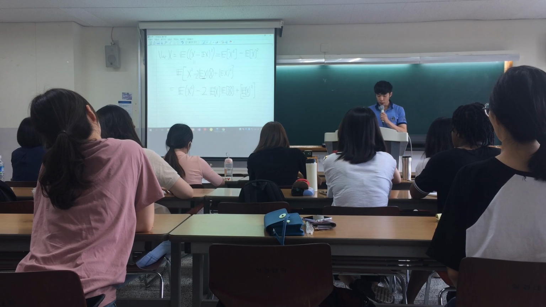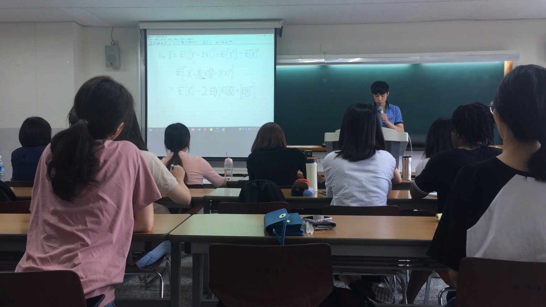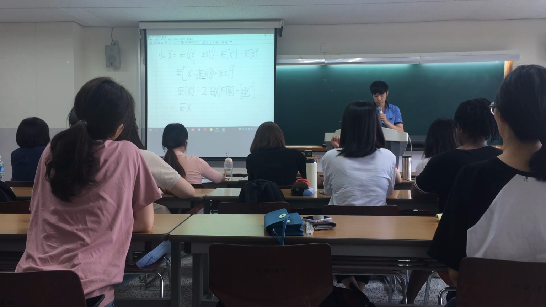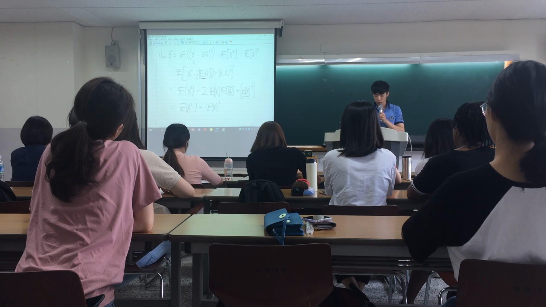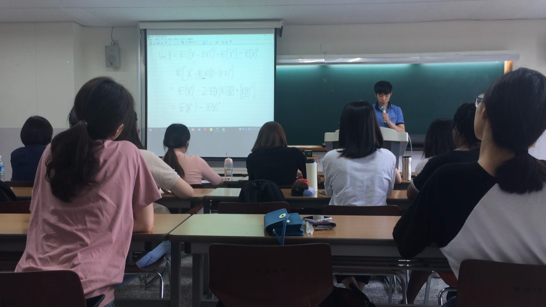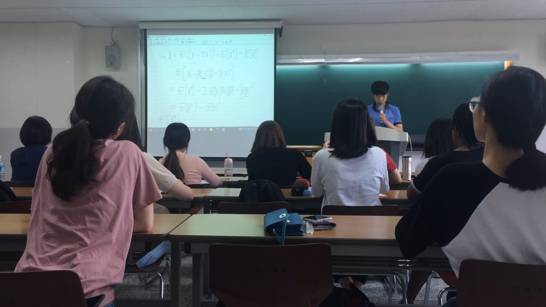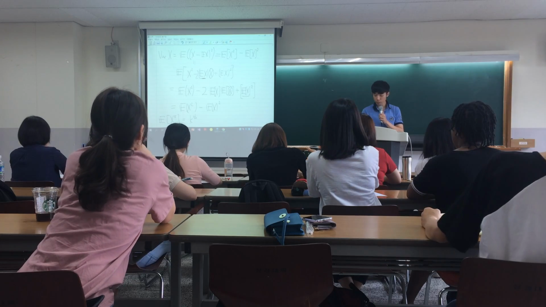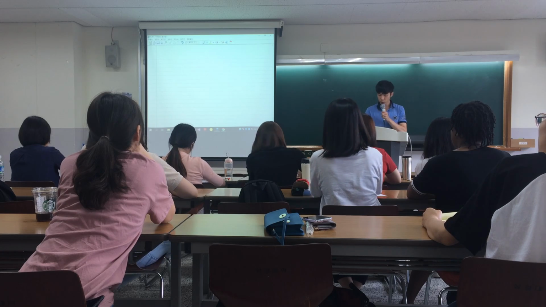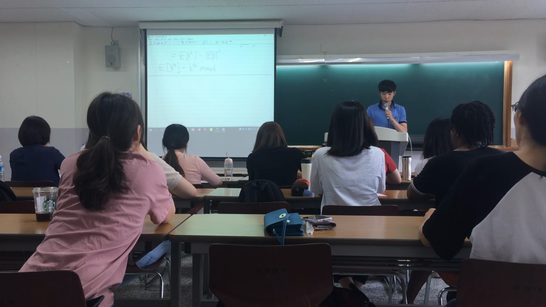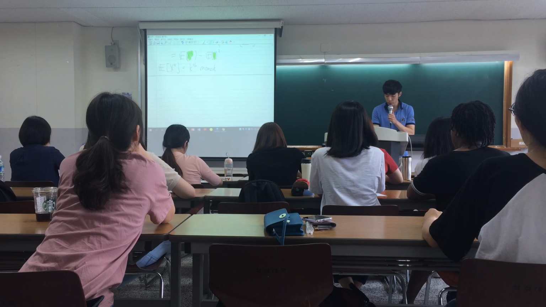Okay. And I have the expectation of x squared minus the expectation of x, squared. This is called the kth moment. This is the kth moment. So variance is really the second moment minus the first moment squared.